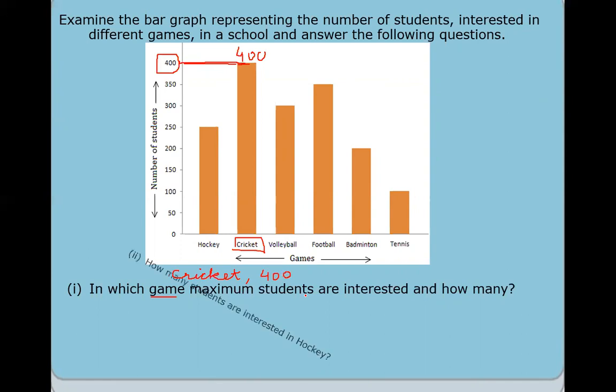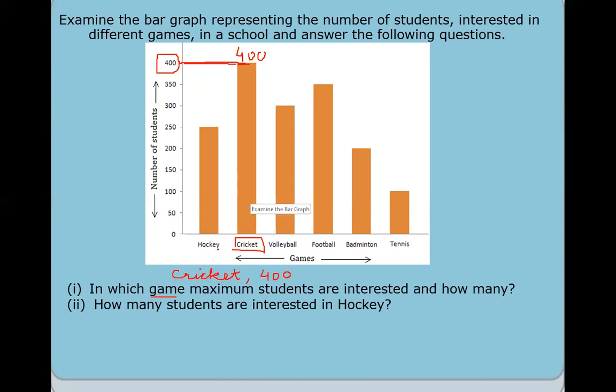The next question is: how many students are interested in hockey? So look at hockey. We will see the x-axis, where the games are mentioned. So hockey. We have to tell how many students, so we have to read its numerical value, because the question is about the game and they are asking about the number of children. The number of children for hockey is 250. So we write 250. Its numerical value is 250. 250 children are interested in hockey.